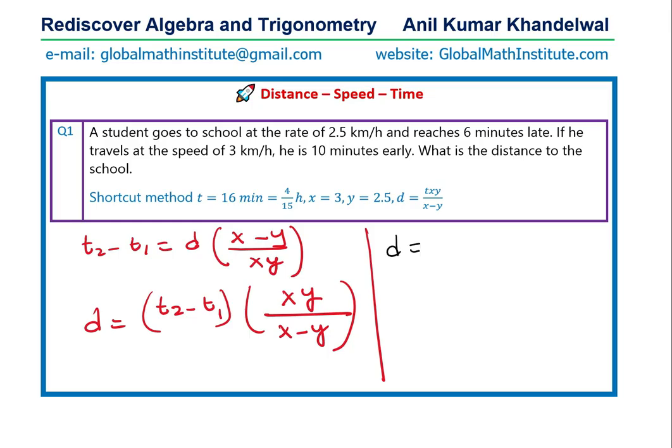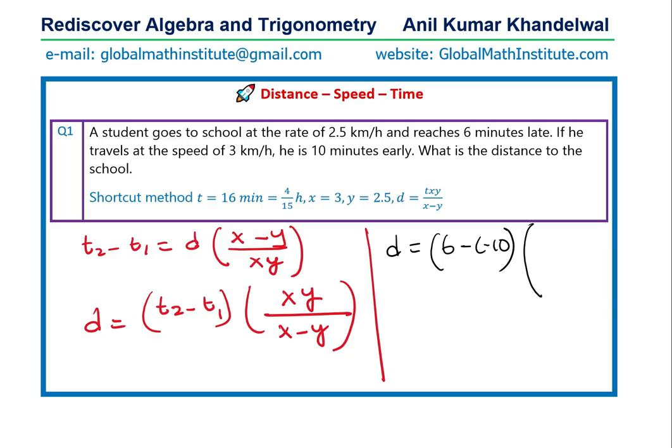So distance d equals to, so the time taken was 6 minutes late, and 10 minutes early means the difference is 10 minutes early and 6 minutes late. So more time, 6 minutes, right? And minus of minus 10, so 6 minus of minus 10, correct? So that is the time difference. And the speeds in both cases are 2.5 and 3, correct? Kilometers per hour.